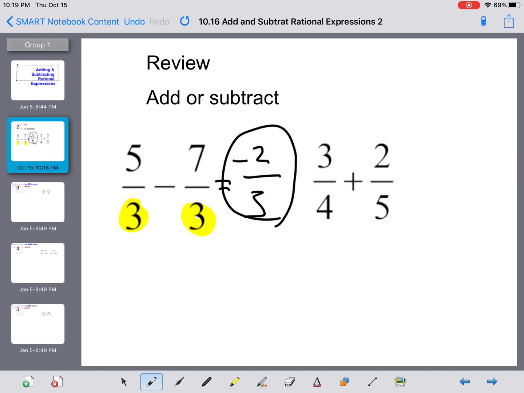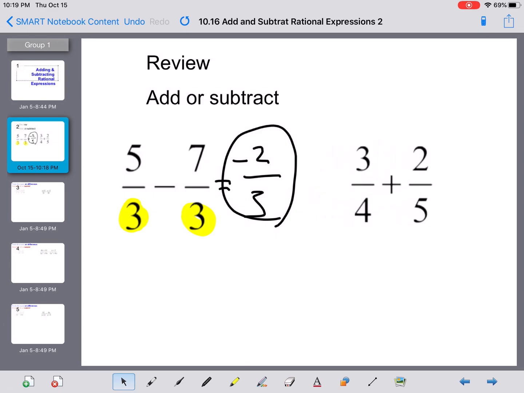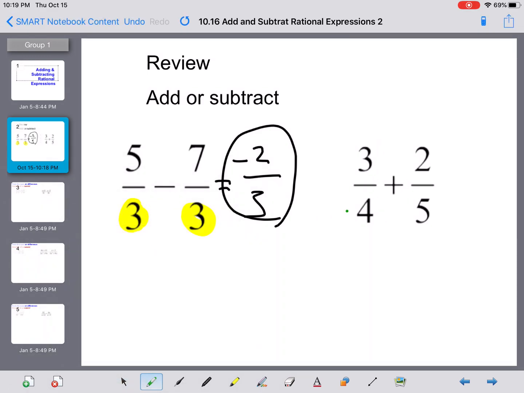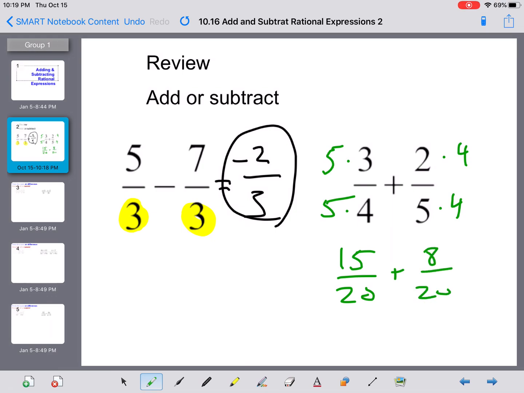If we had fractions that were not having common denominators, we need to find the least common multiple. And so the least common multiple between these two would be 20. And so we can multiply 4 by 5. And whatever we do to the bottom, we have to also do to the top. And same thing to the right side, we can multiply by 4. So we'd end up with 15 over 20 plus 8 over 20, which would then give us 23 over 20 with no simplifying being allowed, so that would be our final answer.